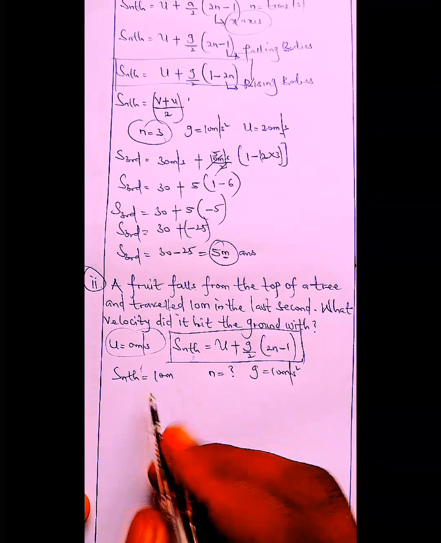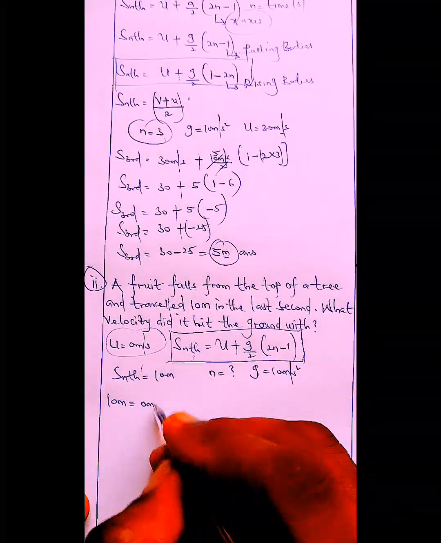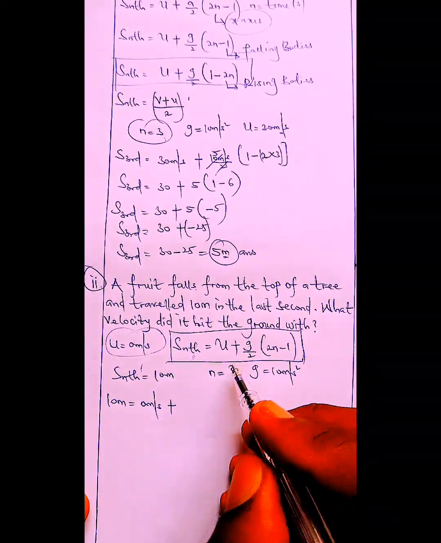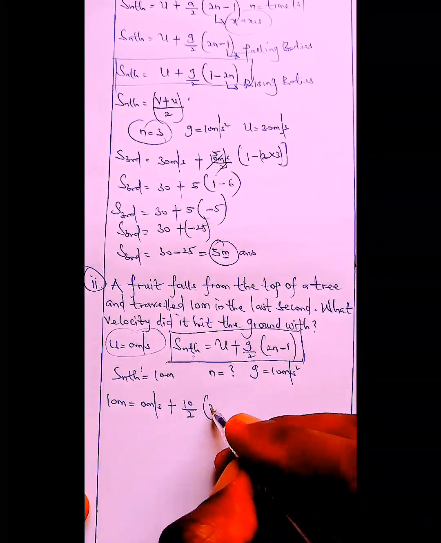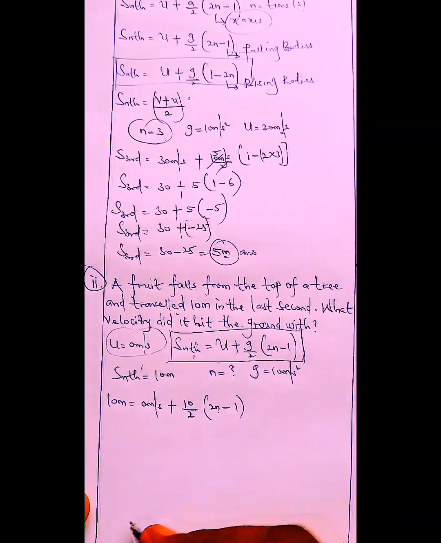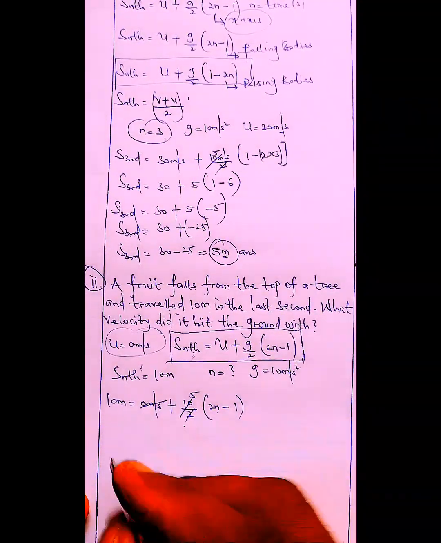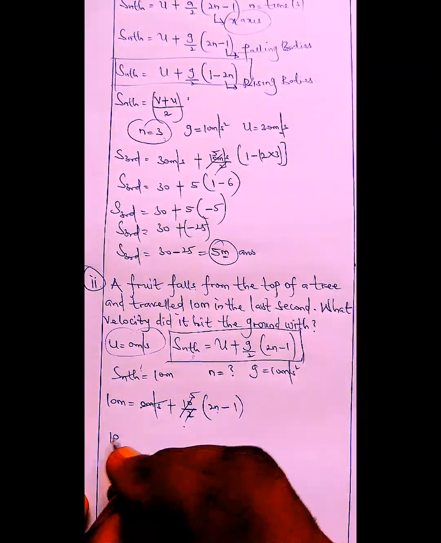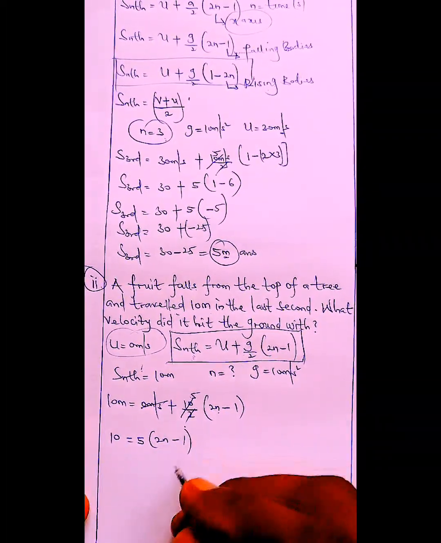So this S_nth, which is 10 meters, equals the initial speed, 0 meter per second, plus the gravity, which is always 10, over 2, then 2n, which is what we're looking for, minus 1. So 2 times 5 is 10. This 10 equals 5, open bracket, 2n minus 1.